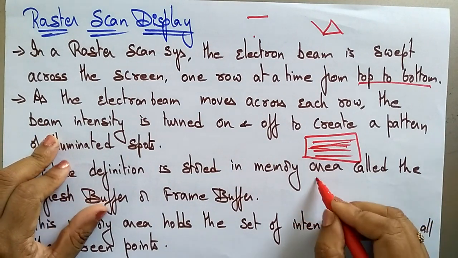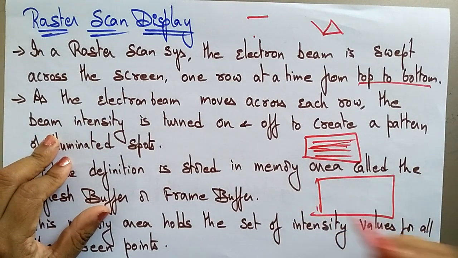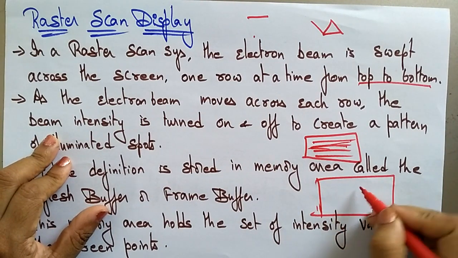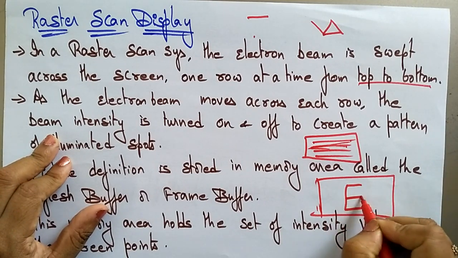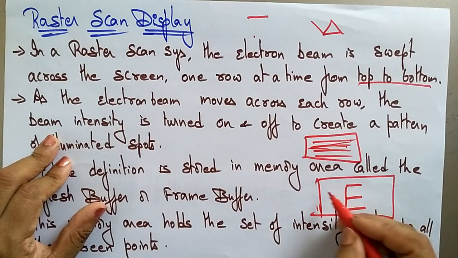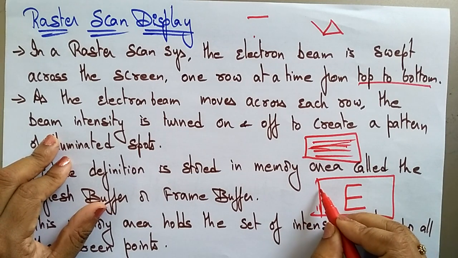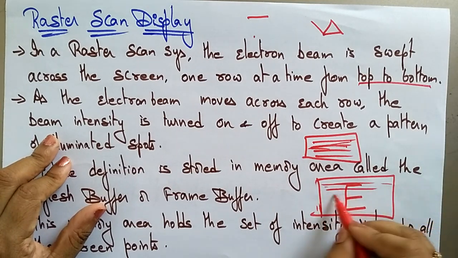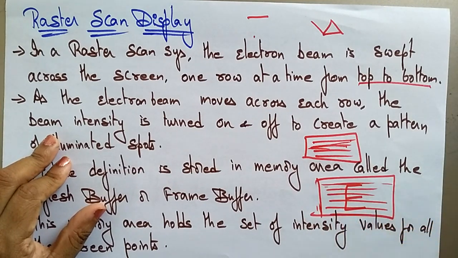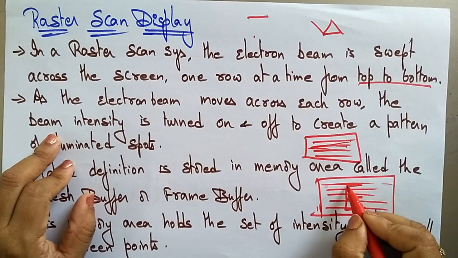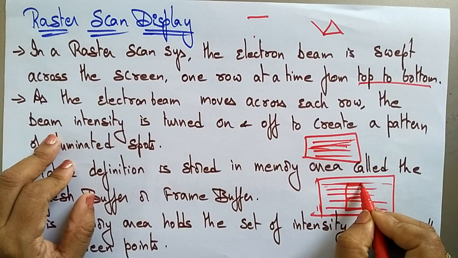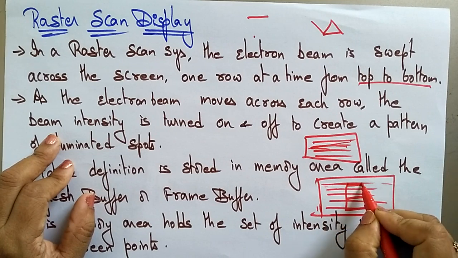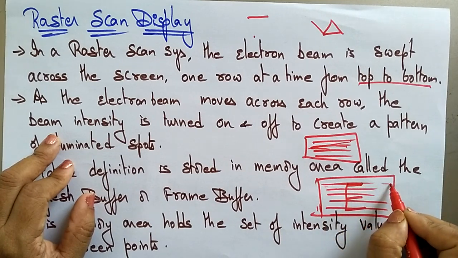Let me explain. Suppose this is the screen, and here I want to draw the letter E on the screen. The electron beam starts in each row. The screen is like this, and these are the scanning lines. At this position the electron beam is turned on, and up to here it is turned on, and all the rest the electron beam is off.